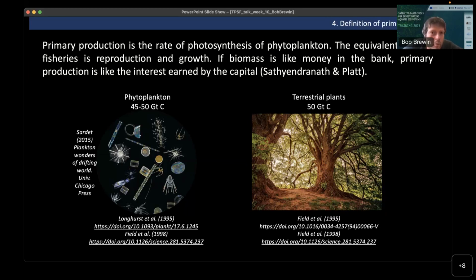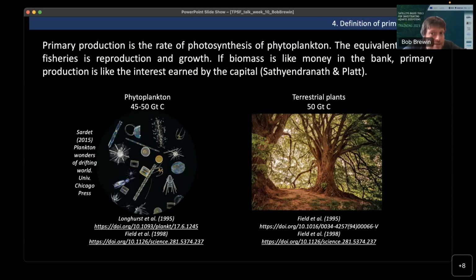Now, one of the very interesting things with phytoplankton, if you recall earlier on in this lecture series, we talked about how the biomass of phytoplankton is minuscule compared to the biomass of all plants on land. Well, when it comes to primary production, things are very different. Primary production by phytoplankton is pretty much equivalent in the ocean to that by terrestrial plants on land. So both of which contribute around 50 gigatons of carbon to global primary production.